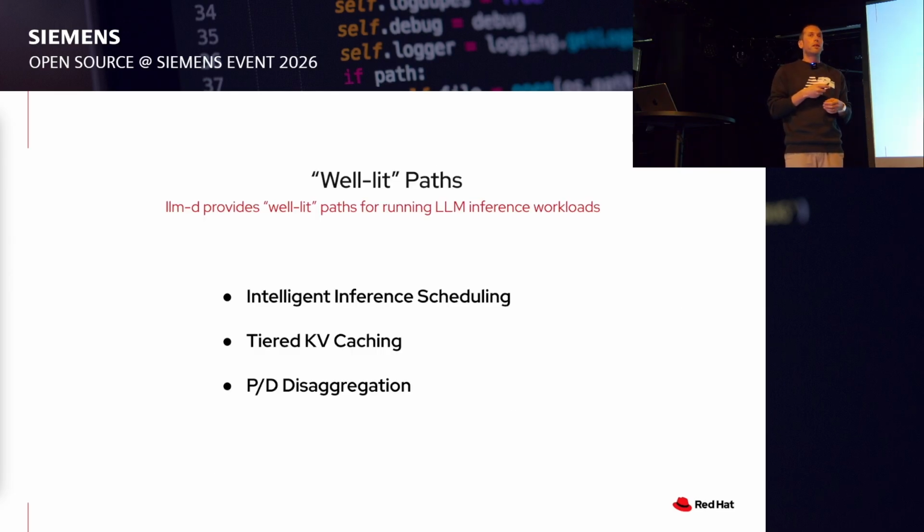Now on to the well-lit paths. Like I said, llm-d uses this terminology in the community called well-lit path. What are they? They're just validated blueprints for deploying llm-d. There are many more on the llm-d website, but I just decided to cover 3 because otherwise this talk would last like an hour and a half. The first one is intelligent inference scheduling, which is what we just touched on. So it's KV cache aware routing, pretty much.